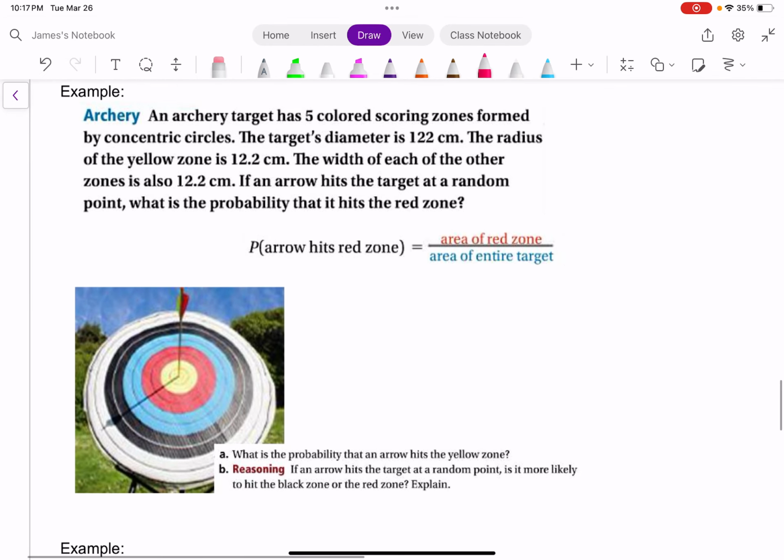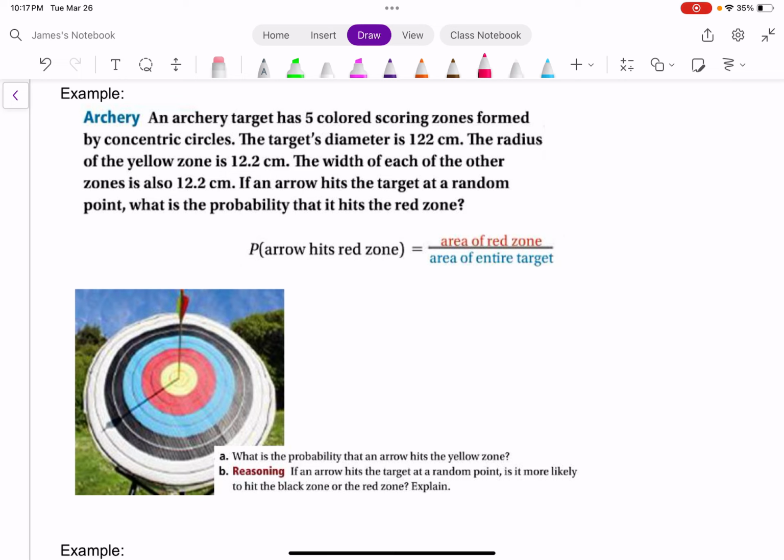Okay, so this one here says an archery target has 5 colored scoring zones formed by concentric circles. The target's diameter is 122 centimeters. The radius of the yellow zone is 12.2 centimeters. The width of each of the other zones is 12.2 centimeters. If an arrow hits the target at a random point, what is the probability that it hits the red zone?